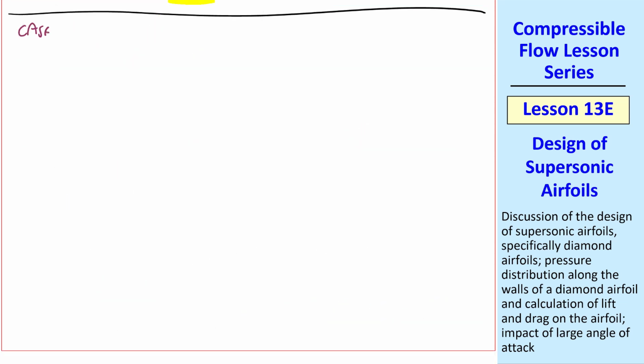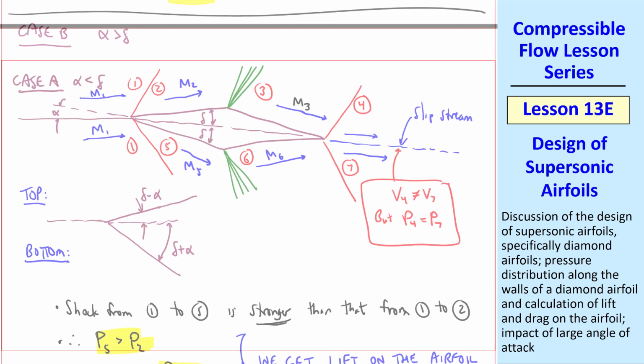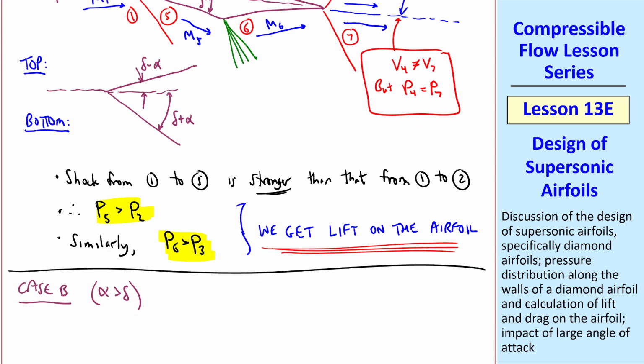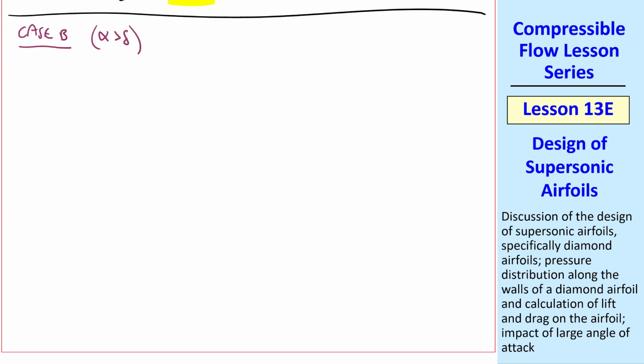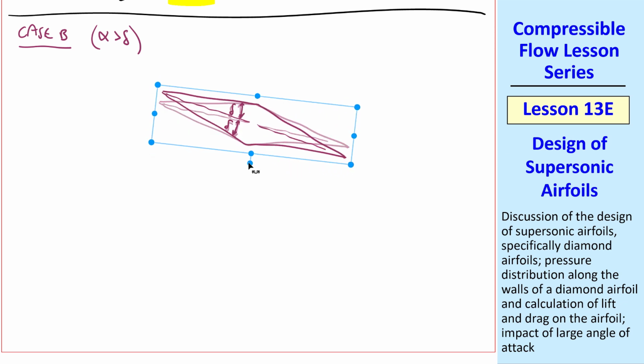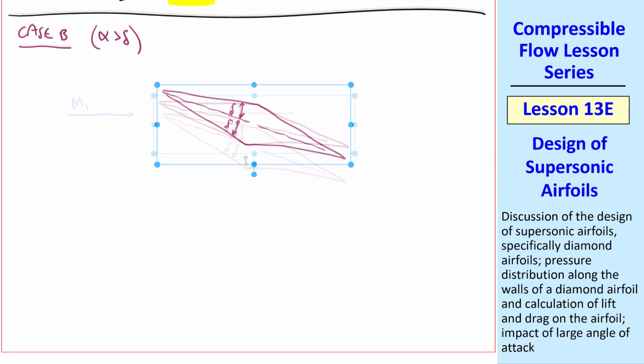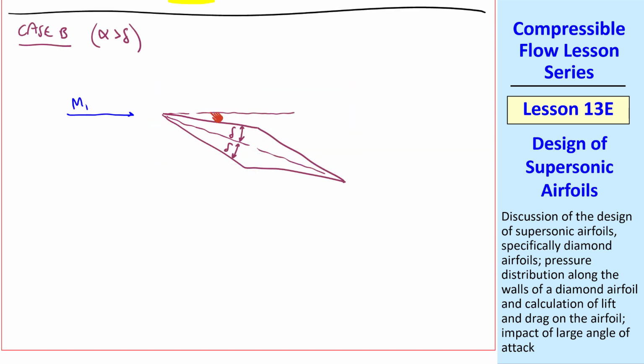Now let's consider case B, where alpha is greater than delta, instead of less than delta as we had with case A. This would be at some medium angle of attack. Let's rotate this to some higher angle of attack this time, such that the flow encounters a downward sudden change in direction at the nose. In this case, we get an expansion fan at the top from 1 to 2, and the Mach number increases with the flow parallel to this wall.